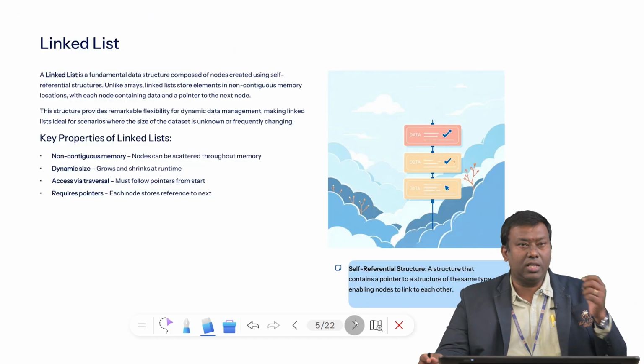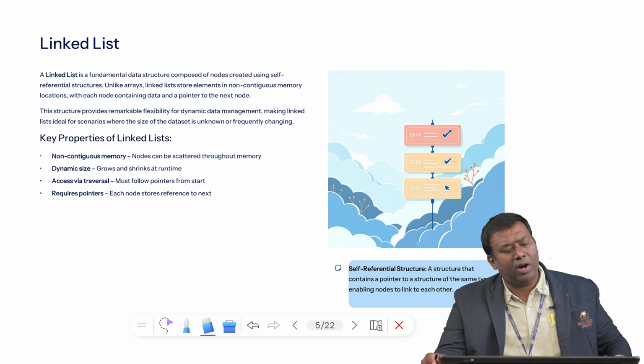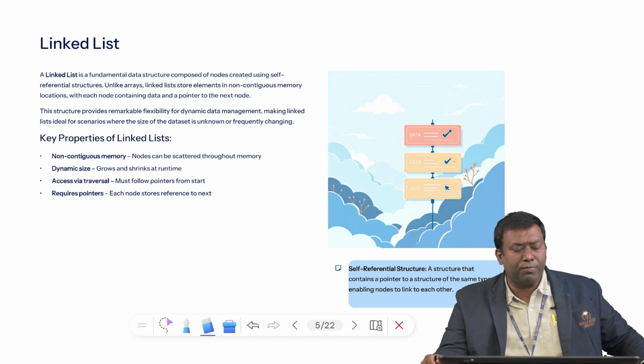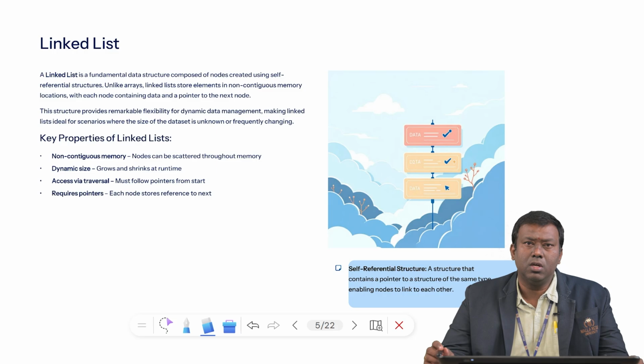So we start with the linked list. What is a linked list? A linked list is a fundamental data structure composed of nodes created using self-referential structures. Why is it called a self-referential structure? If you consider a linked list representation, a node is pointing to another node of the same type. That is called self-referencing. We are representing the node pointing to the next node in the linked list representation. So we will go into the depth of the linked list.